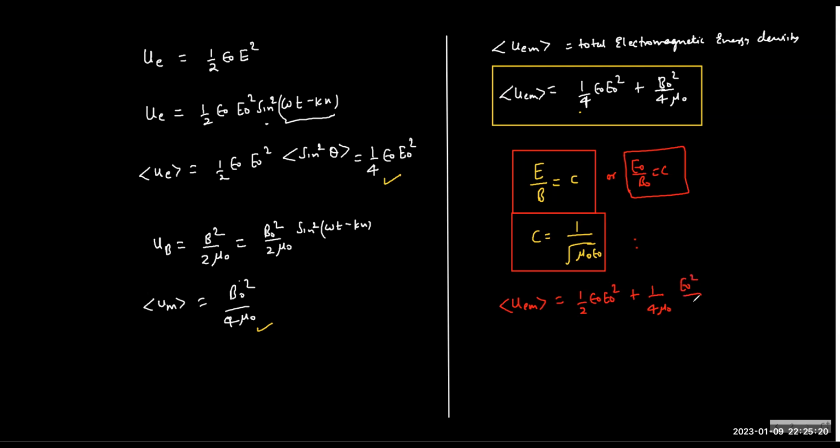E naught square by C square. Am I right? Isn't it?